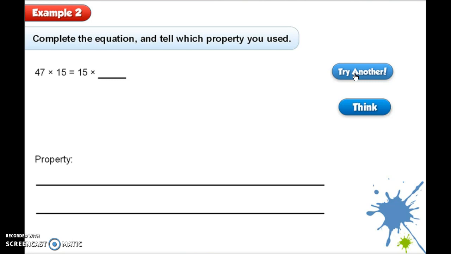47 times 15 is equal to 15 times 47. Okay. What property is that? Commutative property of multiplication. Okay, so under your properties, you should have written identity property of multiplication. You have to say identity property of multiplication, and you have to say multiplication. And identity is spelled I-D-E-N. That's this one, identity property of multiplication. And then the second one is the commutative property of multiplication.